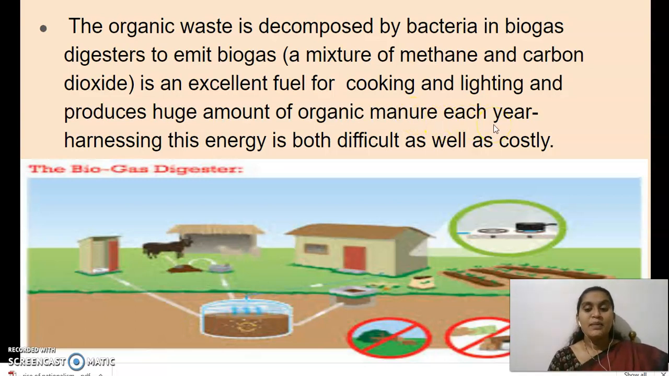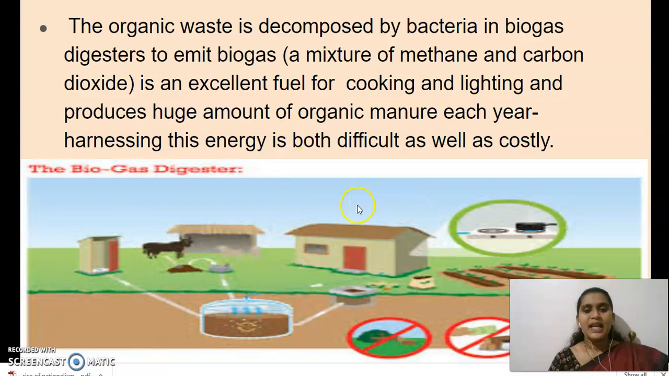So what do they use these things for? Biogas is also a good manure. They can use it for agricultural purposes, and it is good for cooking and even for lighting. Harnessing this energy is both difficult as well as costly, because we can't get animal waste and dung everywhere. It is pretty costly.